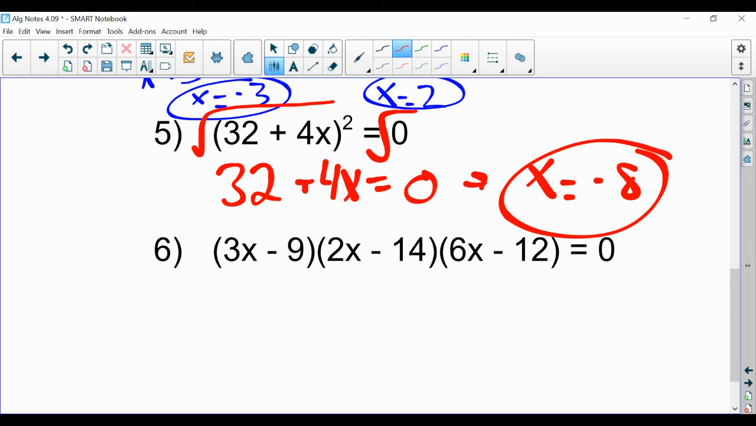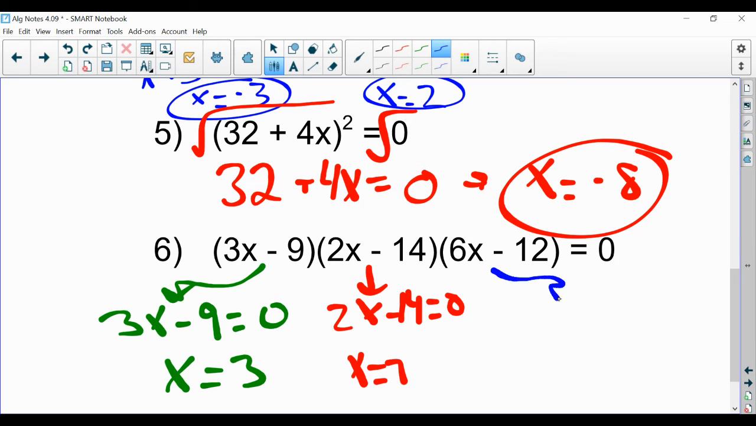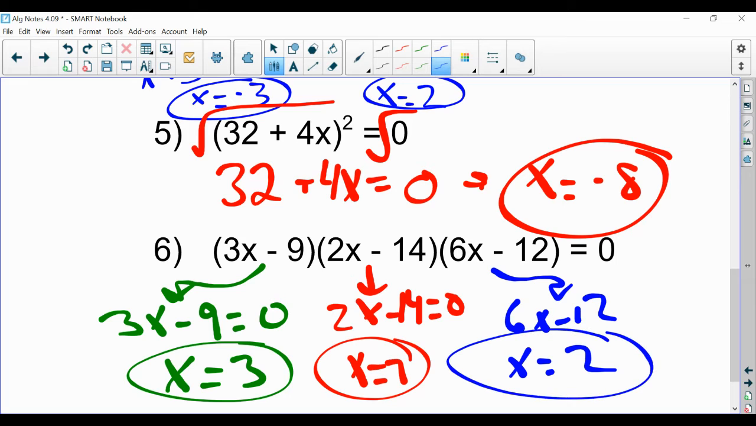All right. For the last problem, you can see I have three things that multiply together to get 0. I could have this first factor be 0, in which case I get x is 3. The second factor could be 0, in which case x is 7. Or the third factor could be 0, in which case x is 2. So I get 3 possible answers. X is 3, x is 7, or x is 2.